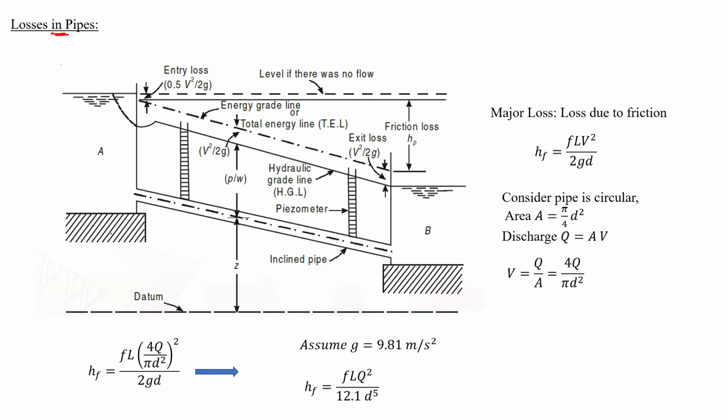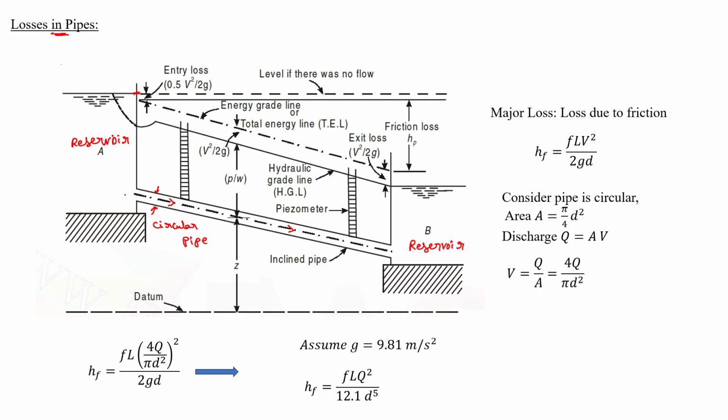Suppose, imagine there are two reservoirs, reservoir A and reservoir B. If the flow is taking place from reservoir A to reservoir B through a circular pipe, and at this particular location we insert a piezometer, the head available with the water will be shown as this much only.